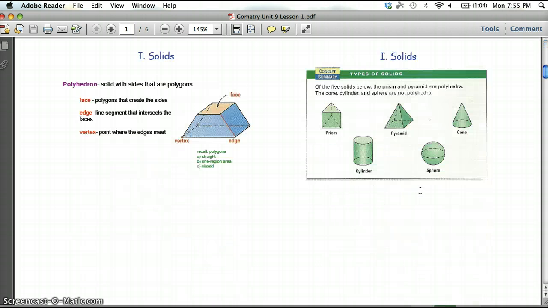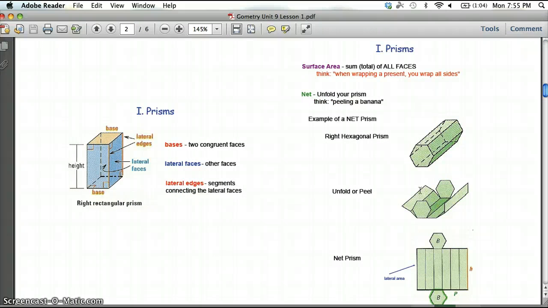So let's go ahead and look at what is a prism. A prism has two congruent faces, and those are called bases. If you look at the prism to the left, we have the first base on top and the second base on bottom. Now, something to keep in mind: just because a prism is sitting on what we would call a base doesn't mean it's its base. The base has to have two congruent faces.